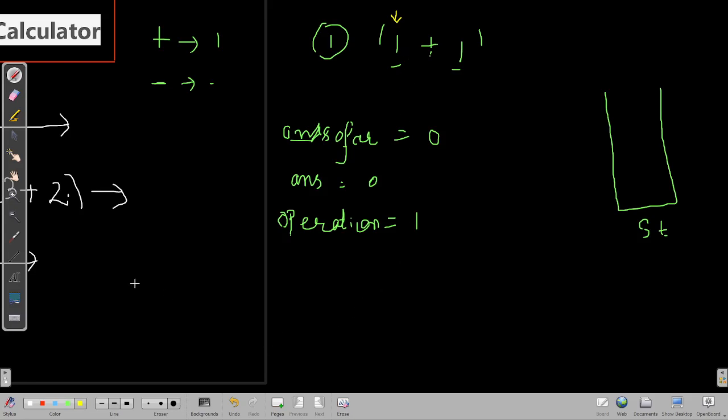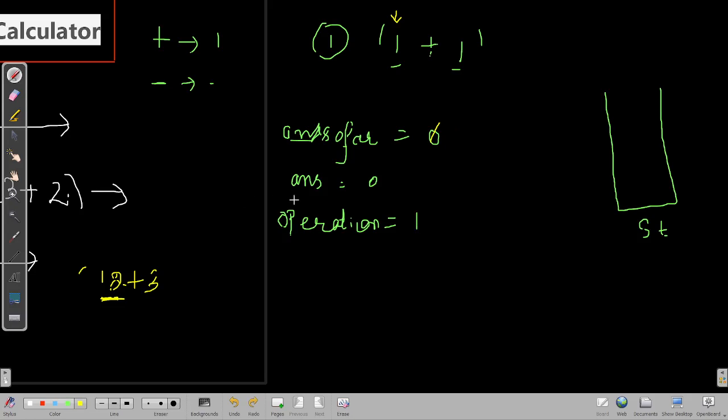Let's suppose you have an expression like 12 plus 3. This is a consecutive expression, 12, so we have to check it. So we check if it is consecutive digits or a single digit. Yes, it is a single digit. Then what we do: the answer so far is 1, and the operation so far is 1. It means positive, so we can multiply this.